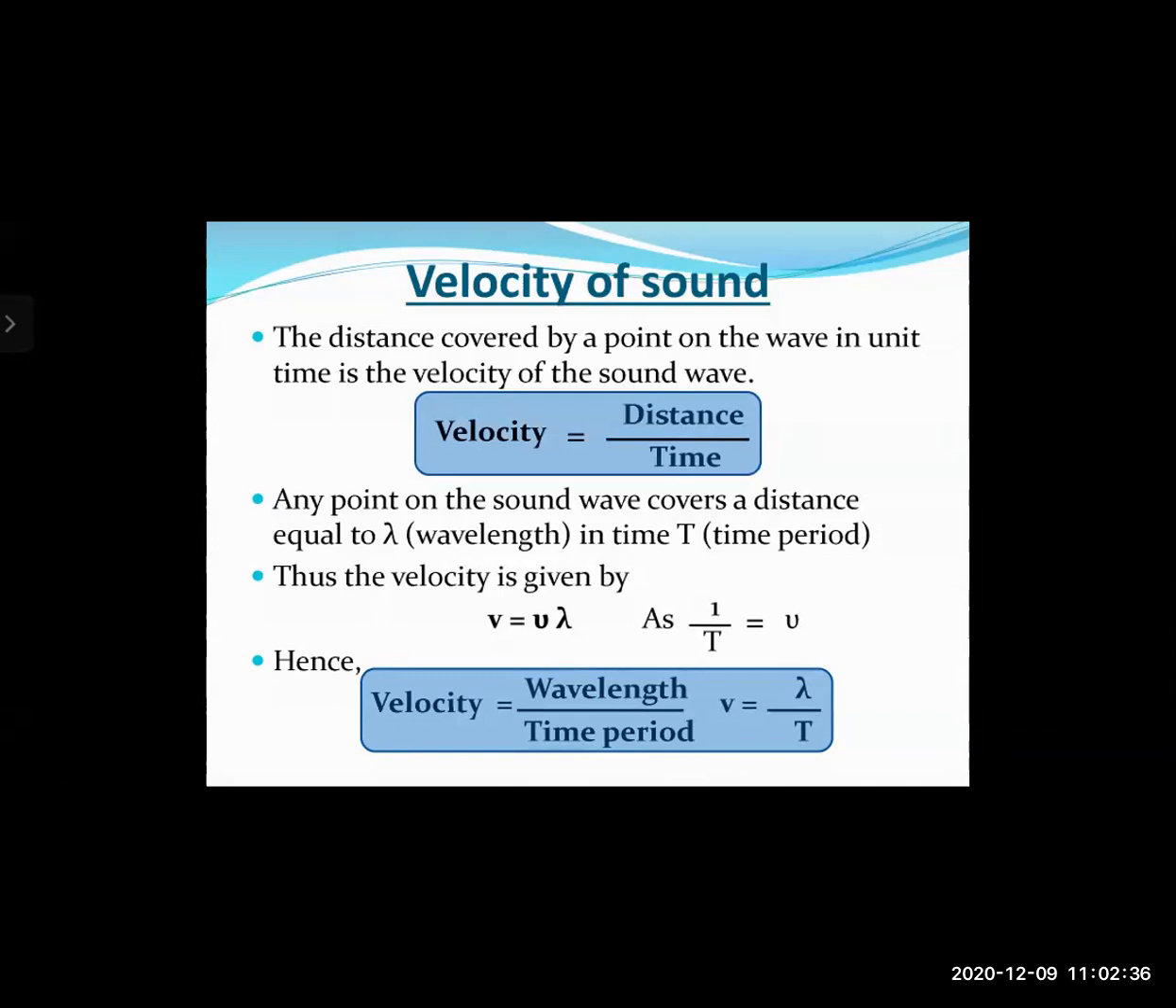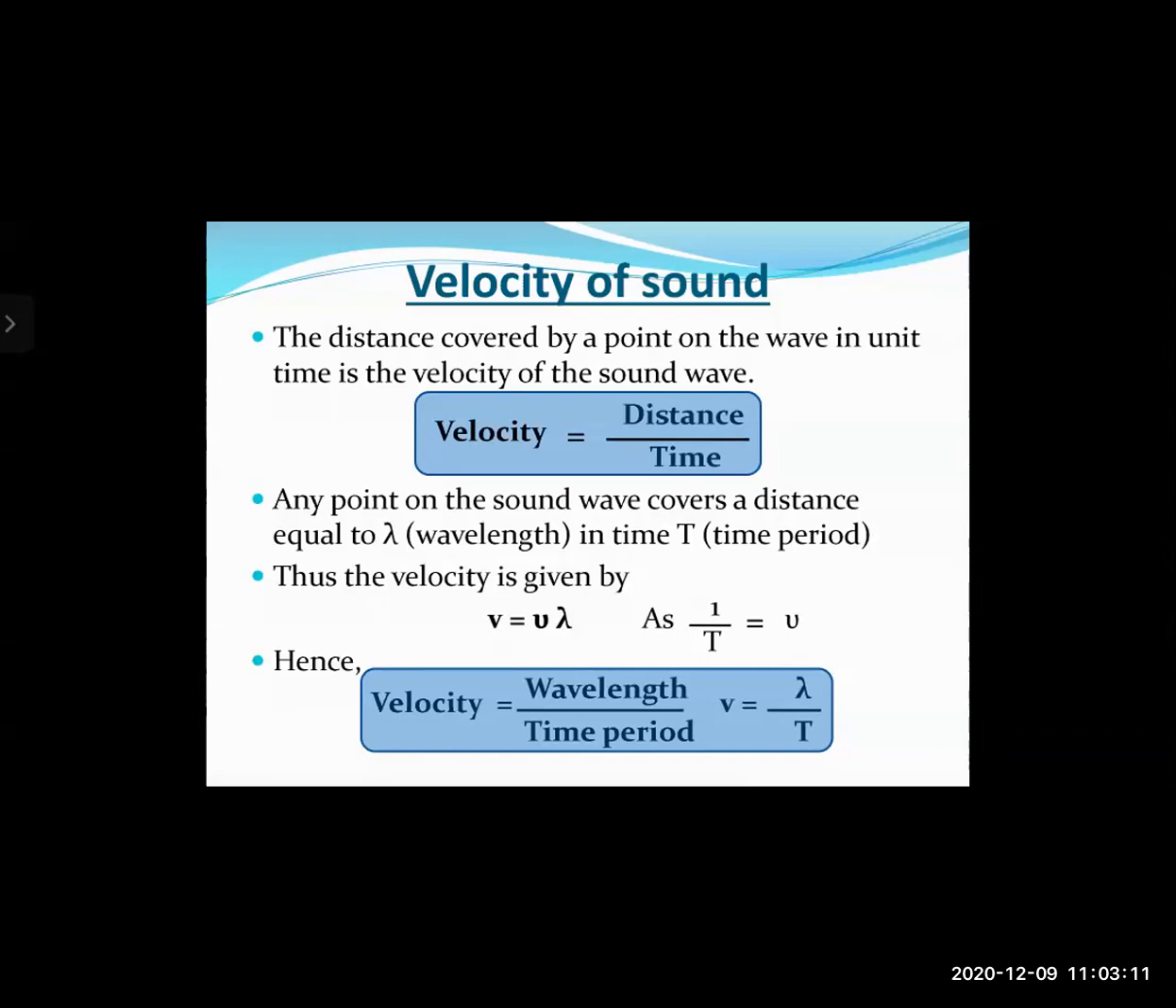So we can write down the velocity of sound as v equals nu into lambda, where nu is your frequency and lambda is your wavelength. Frequency is the number of waves per unit time, the number of oscillations per unit time. Now, as we know that frequency is 1 by t, we can substitute that value here. So velocity will be equal to wavelength upon time period. We have substituted the value of nu, which is frequency, by 1 upon t.